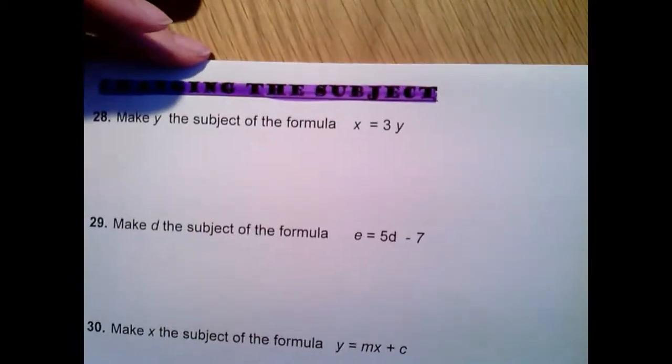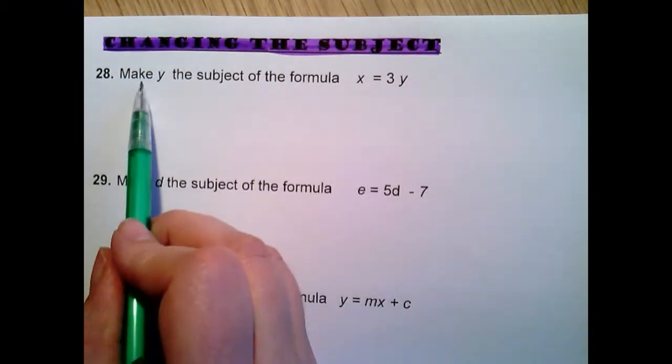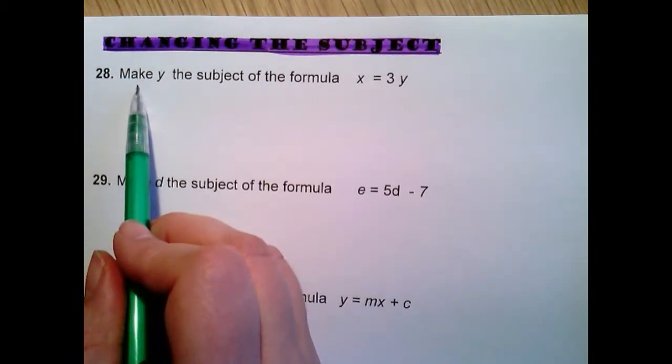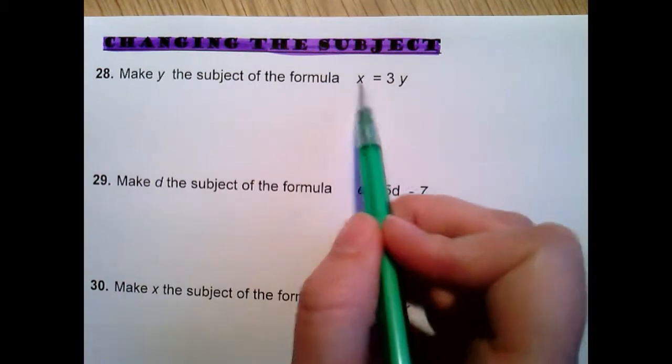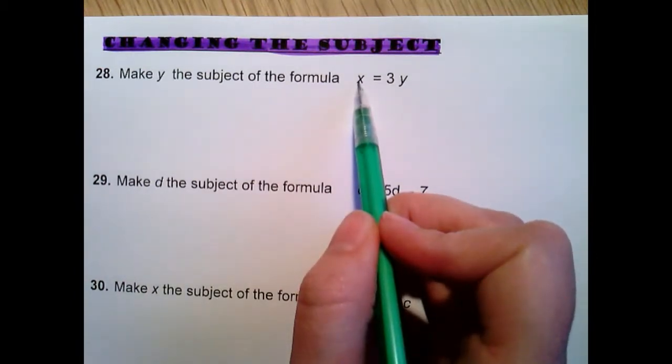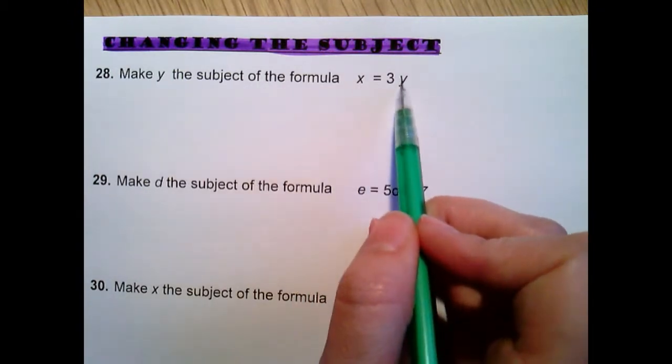So the last bit that I want to look at in algebra then is changing the subject or rearranging the formula. So these are questions that say things like rearrange the formula to make x the subject. So this one, make y the subject of the formula. At the minute, x is the subject of the formula. That just means that x is what the formula is all about. And they want you to rearrange it so that the formula is all about y. So that means so that y is on its own.